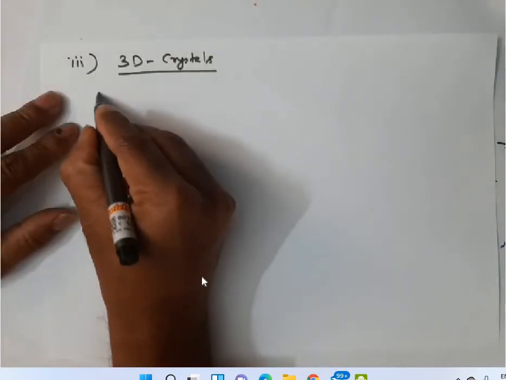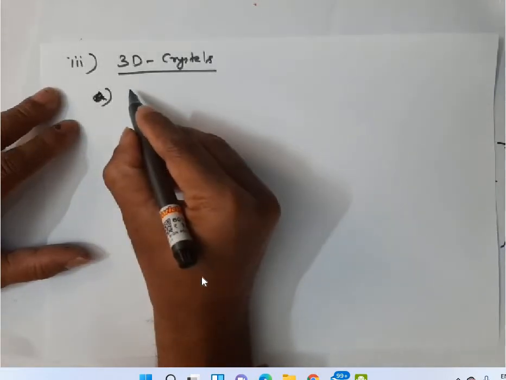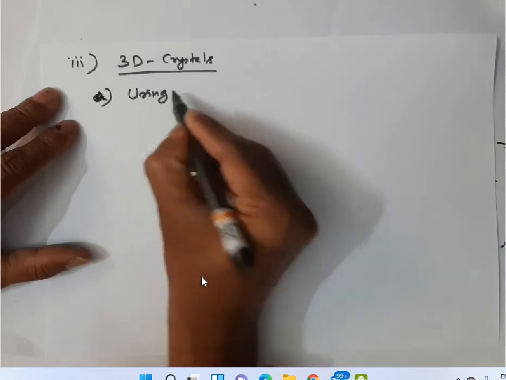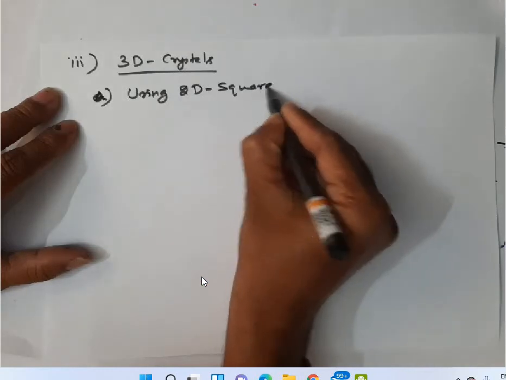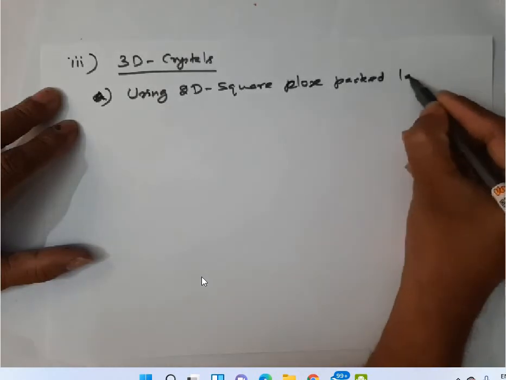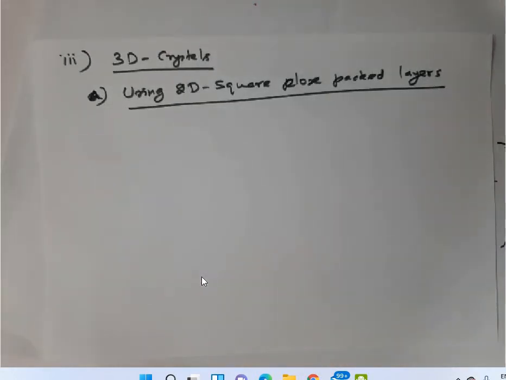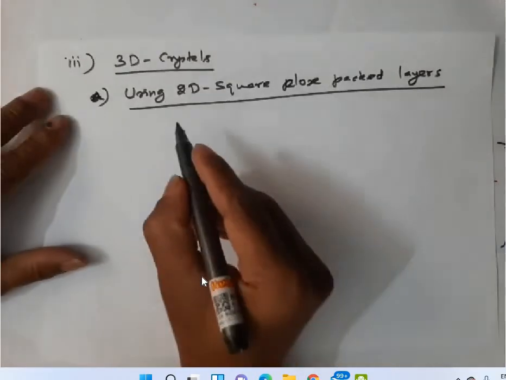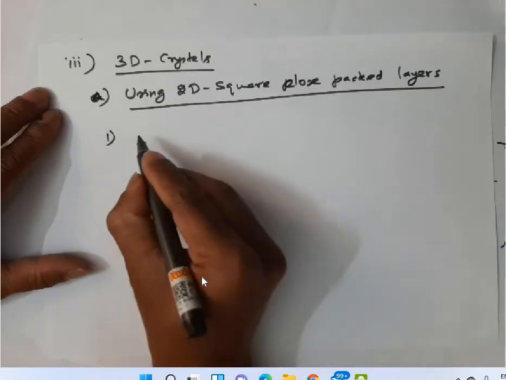In this, I'll put symbol a, a small a, which represents: I'm going to construct 3D crystal using two-dimensional square close packed layers. Okay, I'll take two-dimensional square close packed layers, and I'm going to place one over another like that. Suppose, students, listen carefully. In this we have two types actually. So let me take number one.